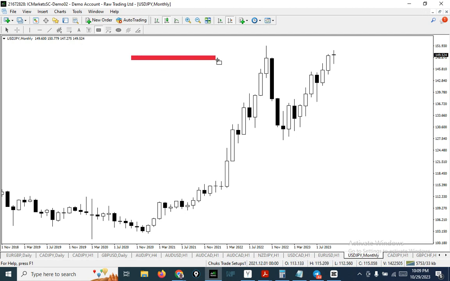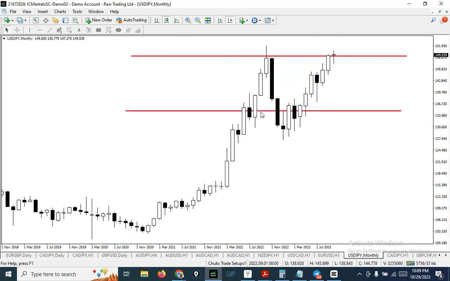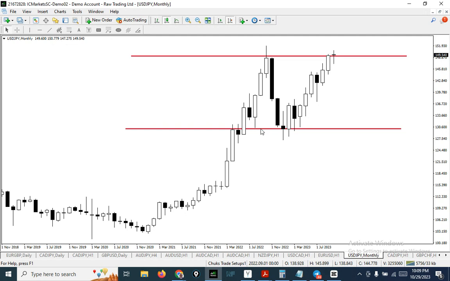So I want to draw a rectangle to represent my support and resistance levels. I use this rectangle. I want to duplicate this rectangle. This is my resistance. I want to draw the support. I hold down the control key, left click and drag to duplicate this rectangle to draw my support zone or my support level. So for this market, this is my immediate support level and this is my resistance level.